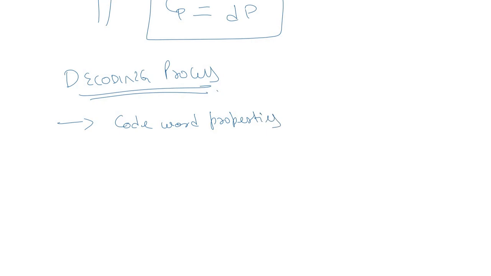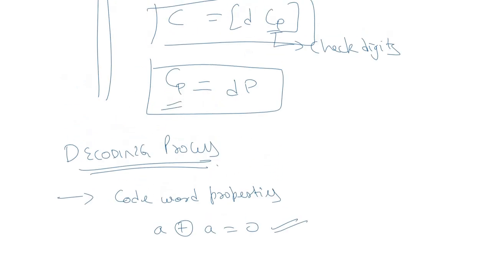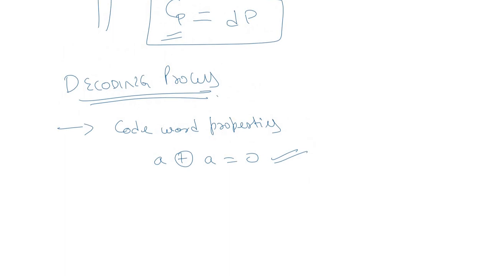In order to understand the decoding process, we know the fact that modulo 2 addition of any sequence with itself is 0, right? We know that A modulo 2 addition with A is equal to 0. This is a fact. So we'll make use of this fact to derive some important properties which will assist us in the decoding process. So we know CP is D into P. So we can say that CP modulo 2 addition CP is equal to 0, or we can say DP modulo 2 addition CP is equal to 0.